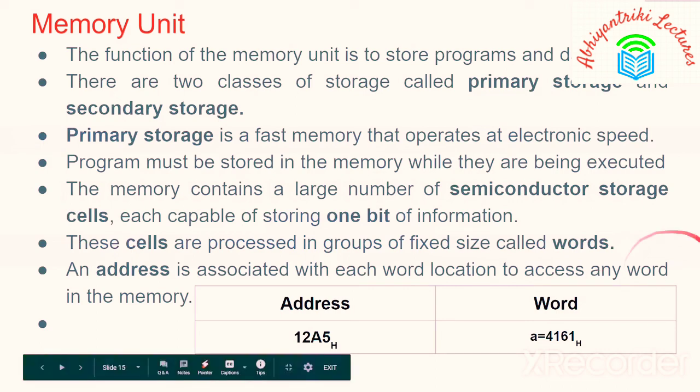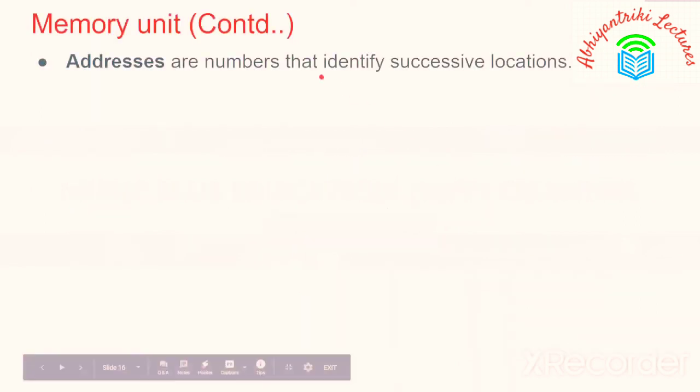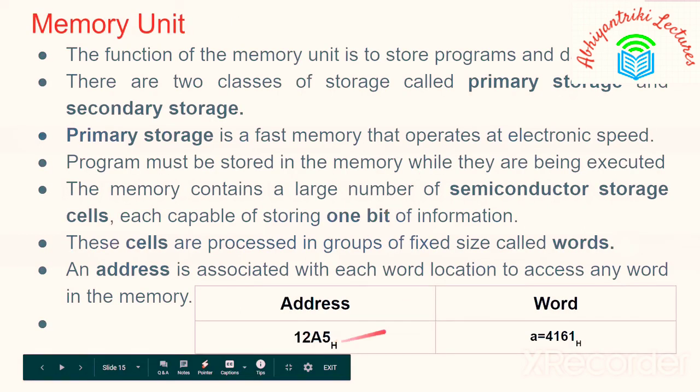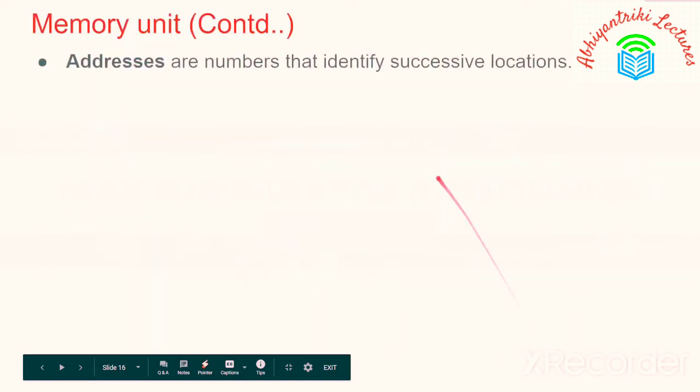Here you can see how many bits: 4 bits, 4 bits, 4 bits, 4 bits, four fours are 16 bits. So 16 bits are required to represent this 4161H. Next, addresses are numbers that identify successive locations. 12A5 is a number identifying a successive memory location.